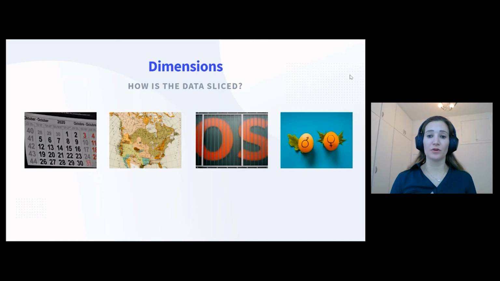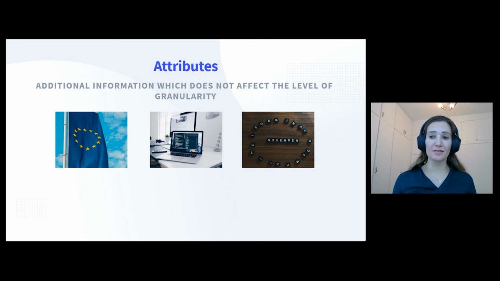For example, if we want to understand if the engagement varies by operating system, we'll add the OS as a third dimension. We can also add dimensions like gender if we want to understand if there is a difference between the conversions, the engagement, etc. of men and women. Besides dimensions, we'll need to identify our attributes. Attributes are additional information which does not affect the level of granularity.